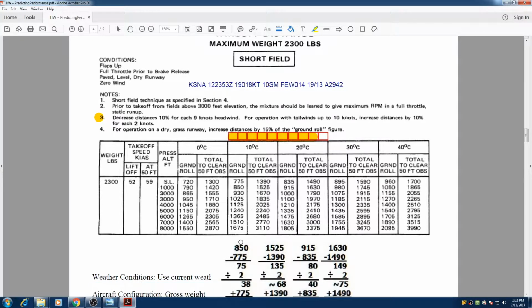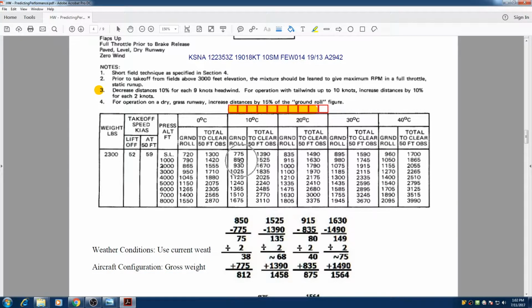We're gonna use this method. I'm gonna take the bigger number, take the difference between the bigger number and the smaller number, and divide it by 2, and it gives me the average. So basically the average between these two numbers is 812, and between these two numbers it's 1458, and between these two numbers right there and between these two numbers it's right here.